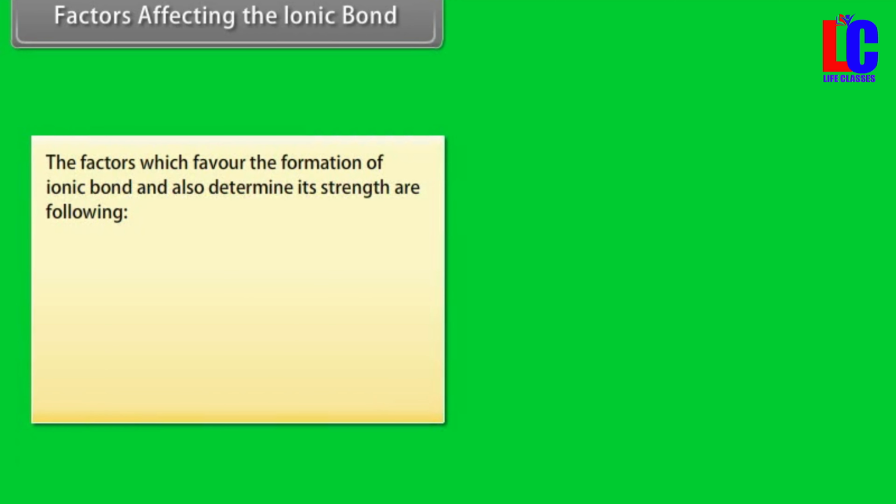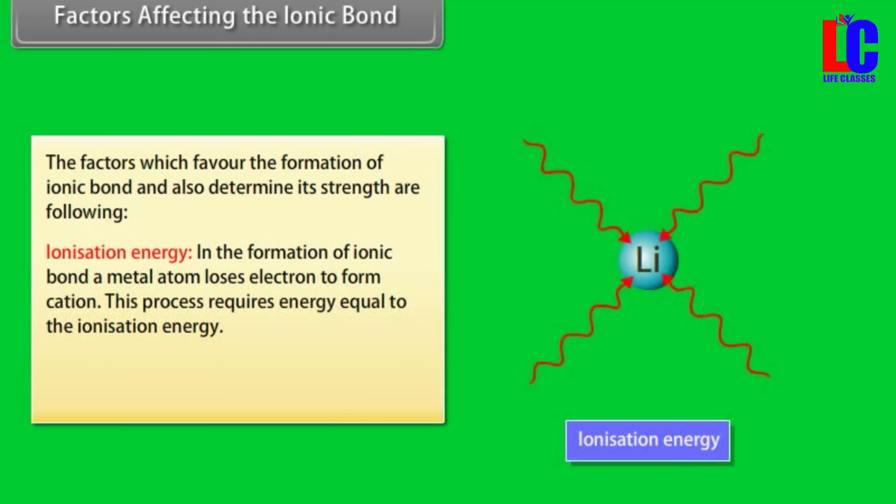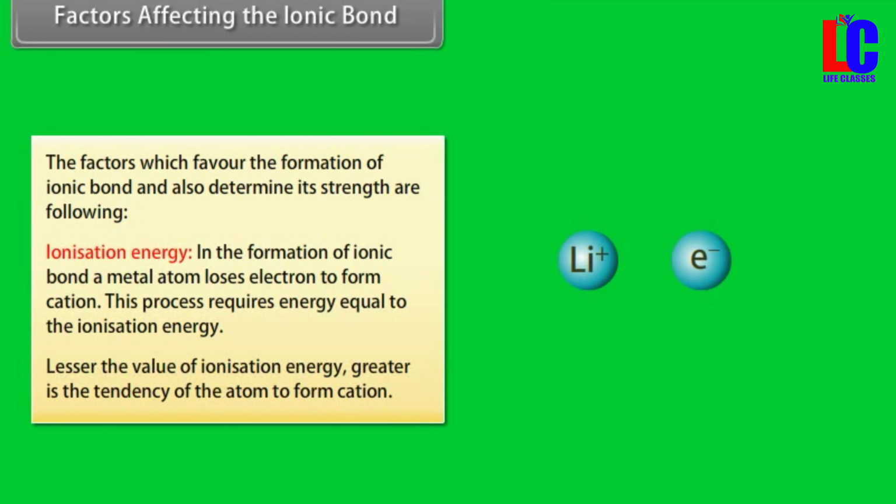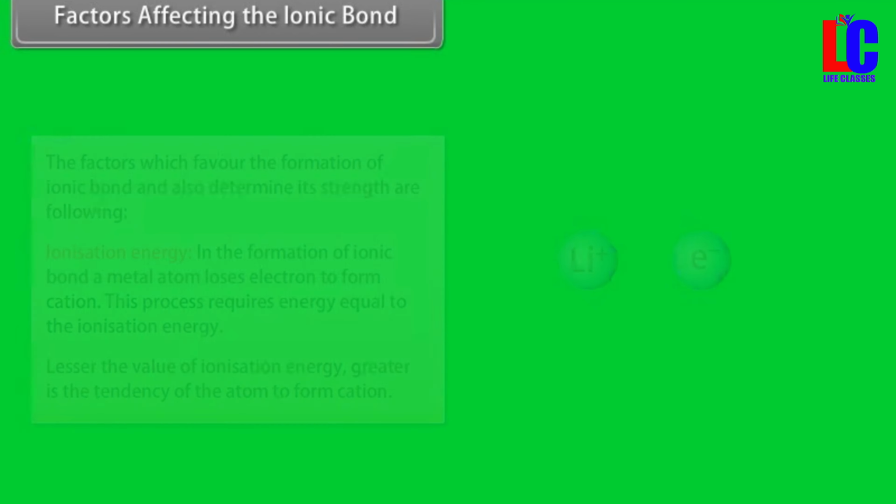Factors affecting the ionic bond. The factors which favor the formation of ionic bond and also determine its strength are the following. Ionization energy. In the formation of ionic bond, a metal atom loses electrons to form a cation. This process requires energy equal to the ionization energy. Lesser the value of ionization energy, greater is the tendency of the atom to form a cation.